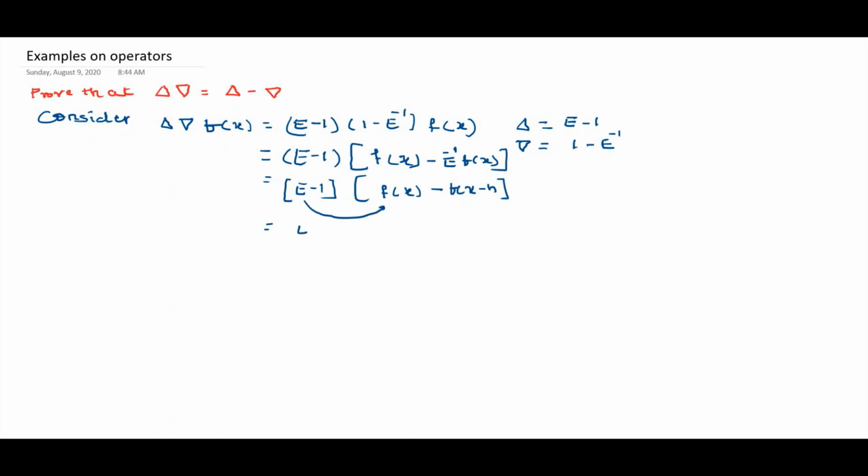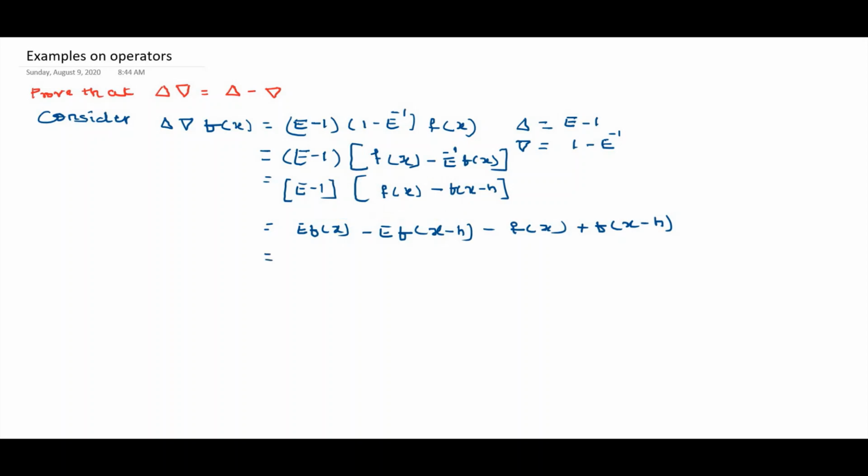you will get e into f of x. Now multiplying this e into the second term, you will get minus e f of x minus h. Now multiplying this minus 1 to f of x, you will get minus f of x, and multiplying minus 1 to the last term, minus into minus, you will get plus f of x minus h.